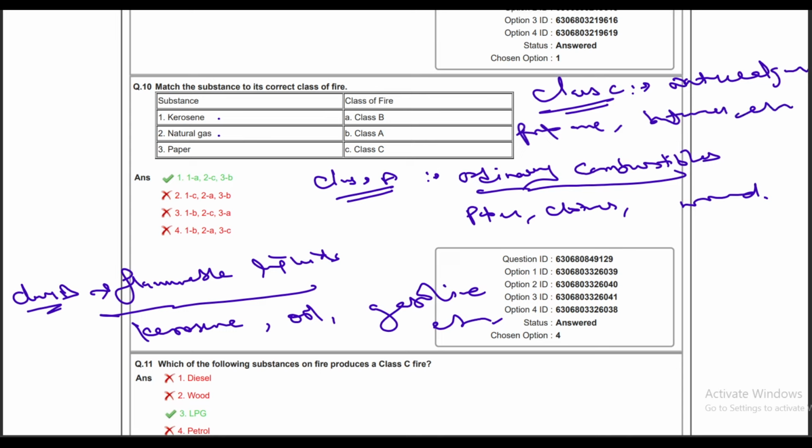So you can match them. First, kerosene is a flammable oil, so that is class B. Second is natural gas, which is class C, and paper is class A. So the first option is the correct answer here.